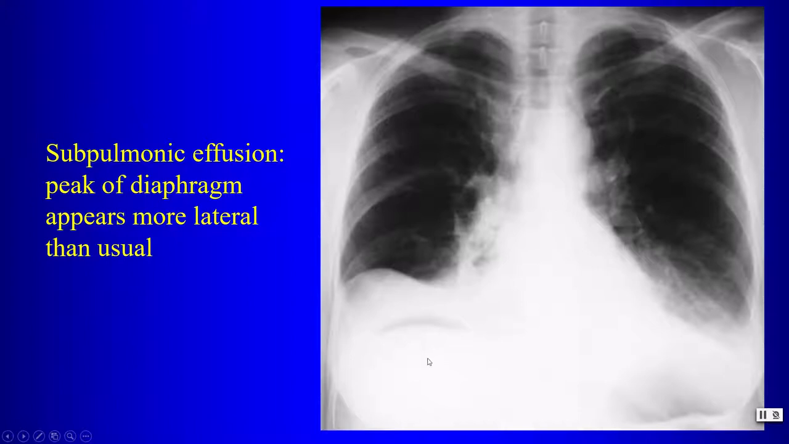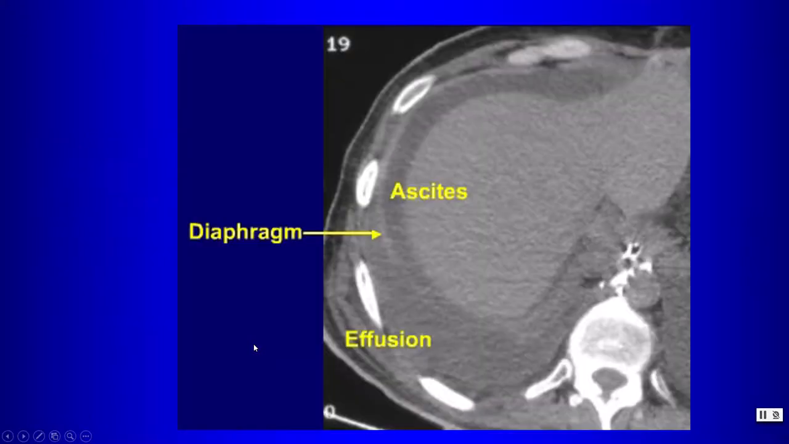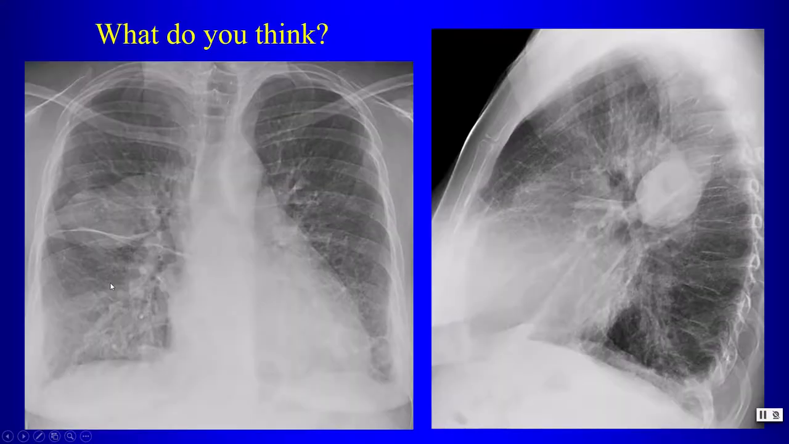And here's an example where the patient has a pneumoperitoneum, so you can see where the diaphragm is supposed to be. And when we have a subpulmonic effusion, we can see that it displaces the peak of the diaphragm laterally. On CT, differentiating effusion from ascites: an effusion, of course, here shows up posterior to the diaphragm. Ascites will be anterior to the diaphragm and will interface with the liver.